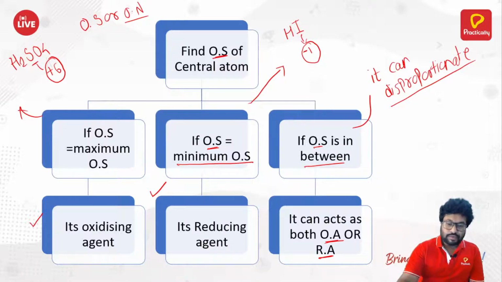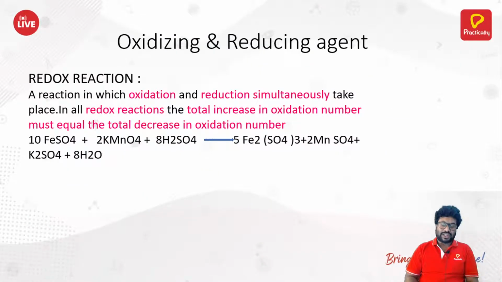Okay, so moving ahead. Now redox reaction. Now we come to the name of our chapter, because the other terms that we had seen till now, which are oxidation number, reduction number, how to find them out, oxidizing agent, reducing agent, all of these are important in a redox reaction, because if you understand them, then only you can understand what a redox reaction is. So it is a reaction in which both oxidation and reduction take place simultaneously.